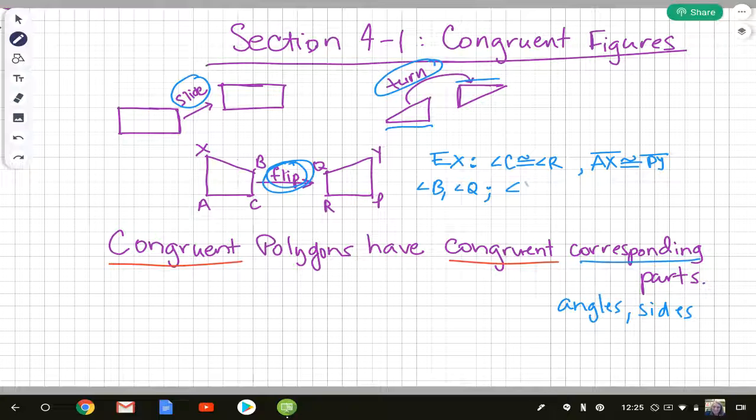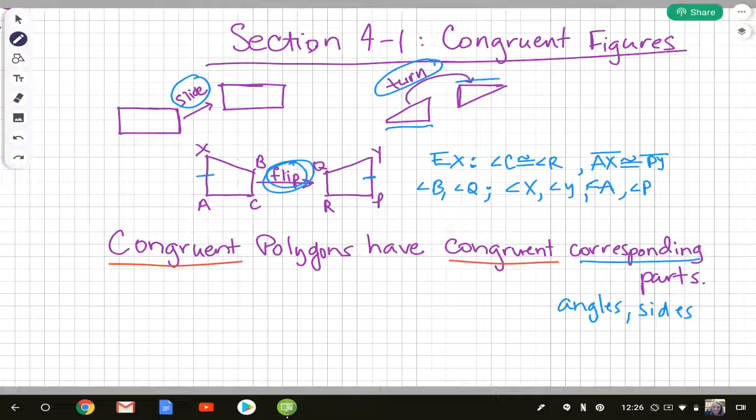Angle C and angle R were corresponding, so that was why we got those were congruent. Angle X and angle Y would be corresponding. Angle A and angle P, I'm sorry, angle A and angle P would be corresponding. And I could also look for corresponding sides. So in my example here, the side AX is congruent to the side PY, because those are corresponding. Remember, corresponding means they're in the same position relative to the other things in the figure.